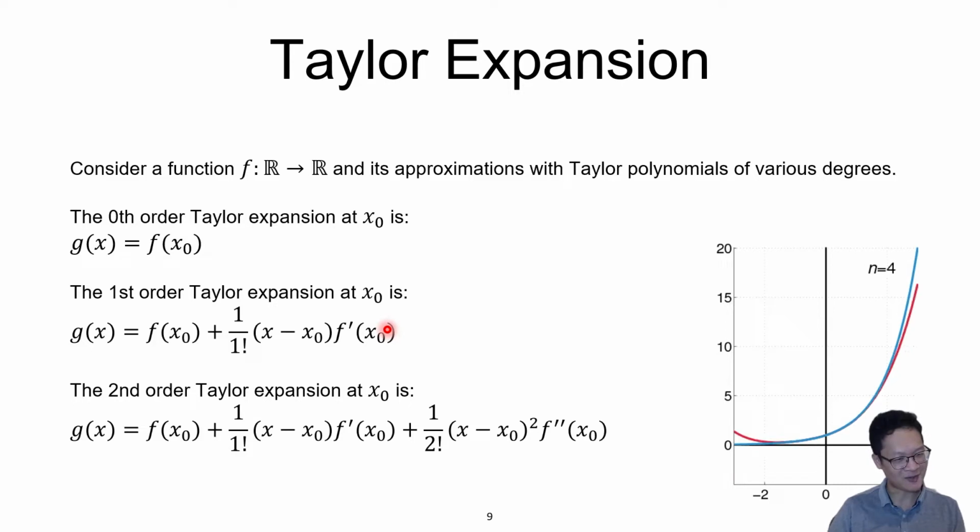I think I said something wrong a bit earlier. G of x is actually the approximation, and f is actually the function that we're trying to approximate. So basically, you can see that if you take the derivative of the right-hand side, or of g, then you do get exactly f prime of x naught. So that means that we're matching the first derivative of f.